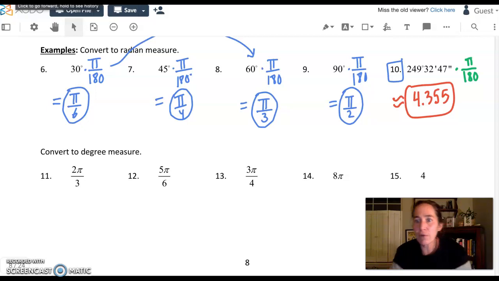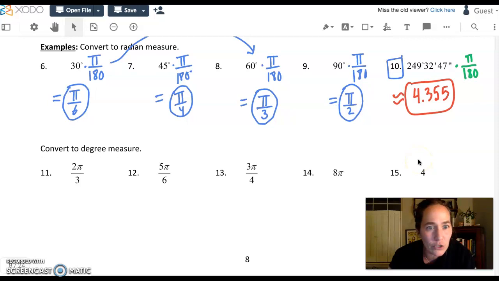I just got cut off on problem 10. The bottom line here was you can still do the conversion to radians in the same way you did 6 through 9 here. But this one's kind of a cumbersome measure. I'd say it would be fine to just approximate here and use the pi key in your calculator.